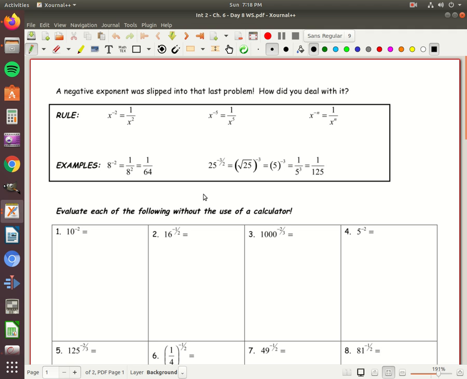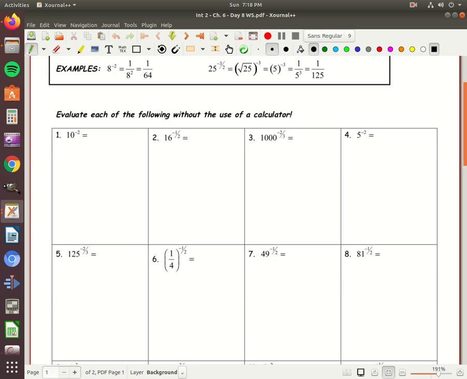Welcome to Chapter 6, Day 8. Just some more work with fractional exponents. And if you remember, that last problem did have a negative exponent. Like we said, you just flip the fraction and it turns positive. So hopefully you remember that from Integrated 1. There are some examples here, and we're just going to do that.